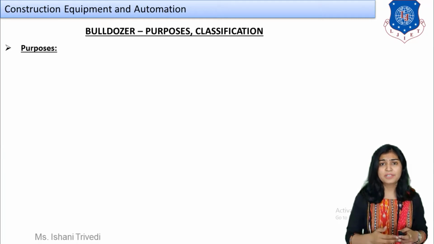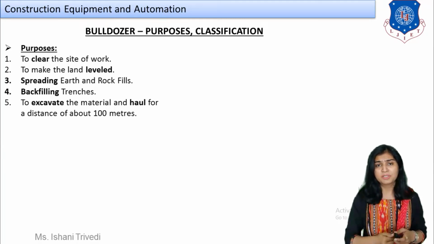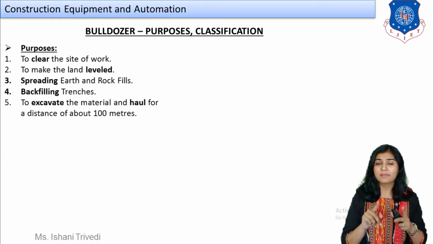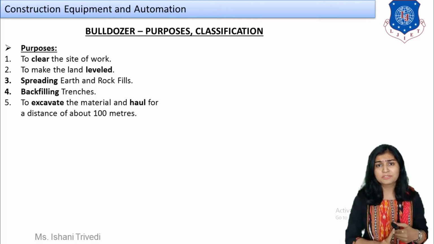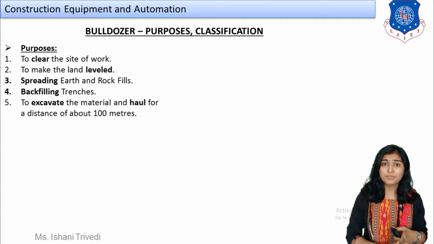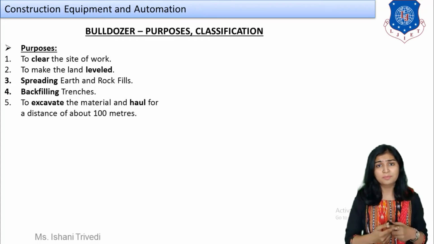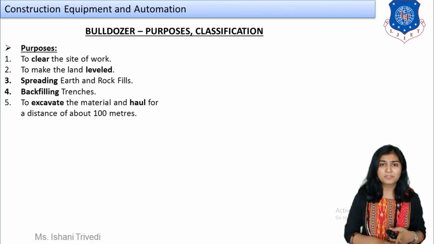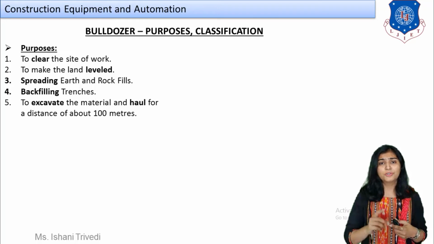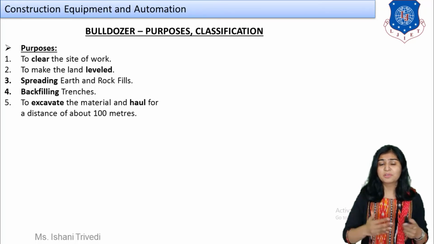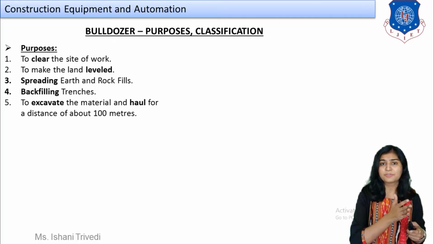Now next we are going to talk about the purposes of the bulldozer. Friends, I already showed you an image in which there was one purpose written for the bulldozer, but as I told you, that is not the only purpose. There are lots of purposes which can be fulfilled. So let us talk about the first, to clear the site of work, right? What you are doing ultimately is removing the unwanted material from the site.